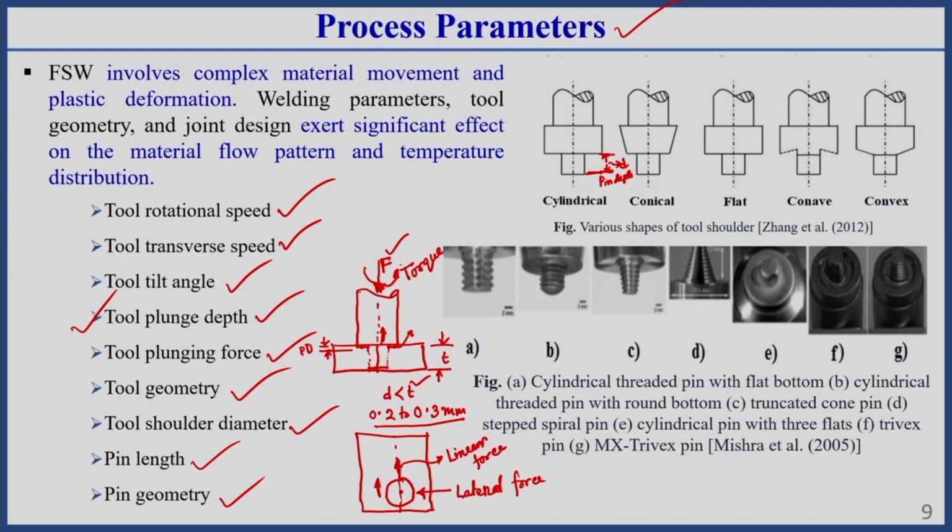So, the main important force is generally the plunging force, and another important parameter of the friction stir welding process is generally called torque. Okay. This torque comes due to the rotation and movement of this rotating tool. Due to rotation, some torque occurs.